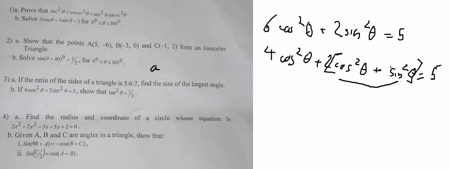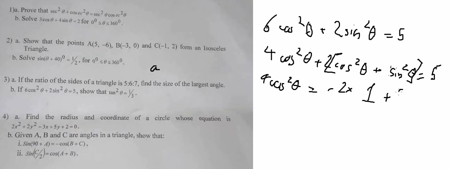And we can change to the number 1. So we have 4 cosine theta squared equal to 2. We put number 2 on the right, that's why you got negative number 2. Negative 2 plus 5, you got about 3. So that we have cosine theta squared equal to 3 over 4.